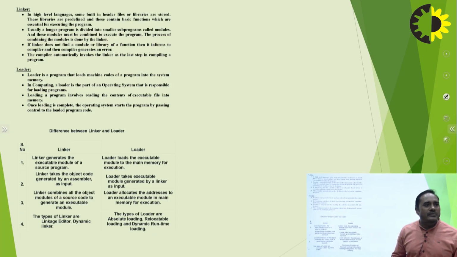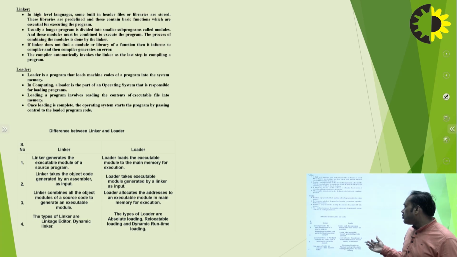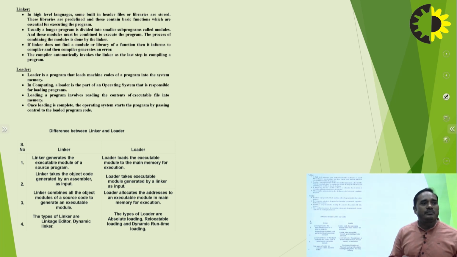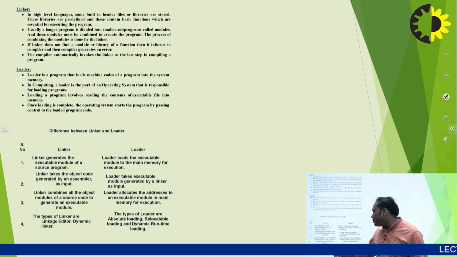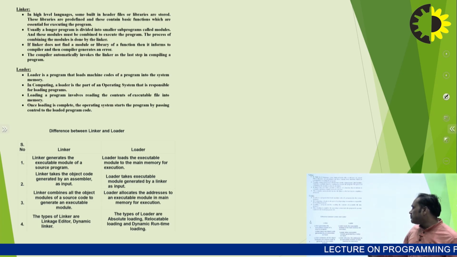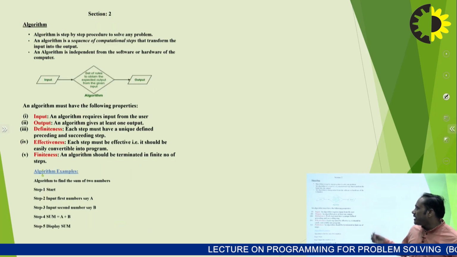There are some other differences, like loader and linker. The loader is loading the program for the output, but the linker is linking your program with the help of the software library. The linker generates the executable module of the source code, and on the basis of that your program will be loaded. The types of linkers are linkage editor and dynamic linker. The types of loaders are absolute loading and relocatable loading.